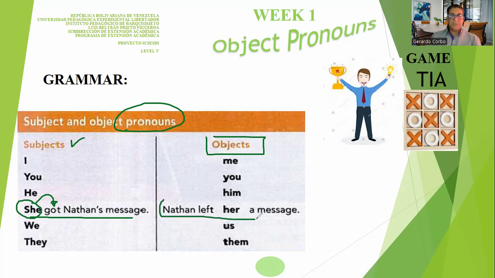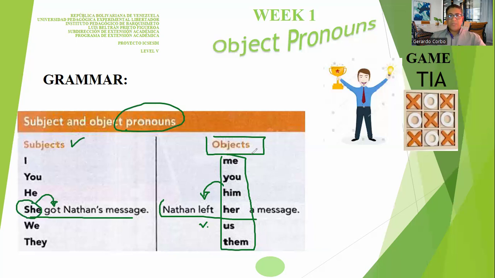So let's look at this example. It says, Nathan left her a message. As you can see, we can put in this place any of the object pronouns, and notice that one of them is used after the verb, in this case, left. In that case, you can recognize which pronoun you're using in each case. And also, when we have to produce a sentence, you know where the verb is, so you can use the object pronoun or the personal pronoun, if it is after the verb or before the verb.